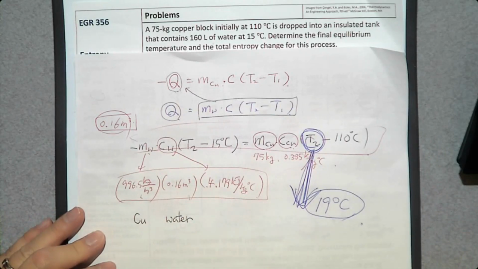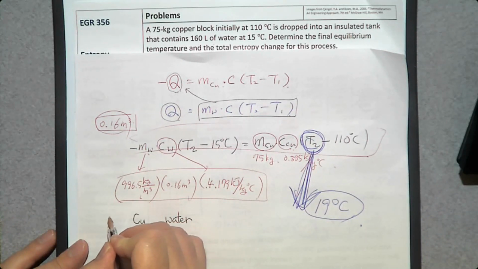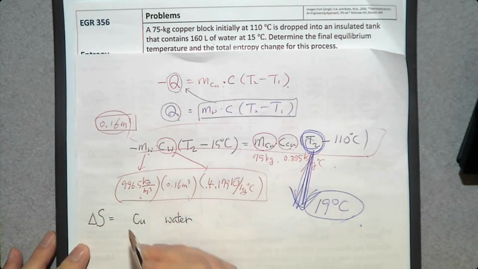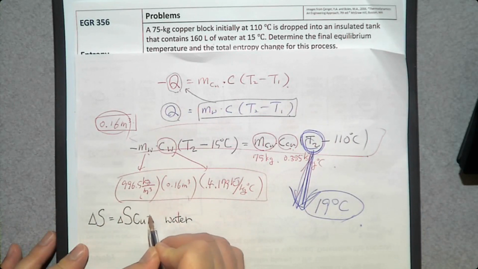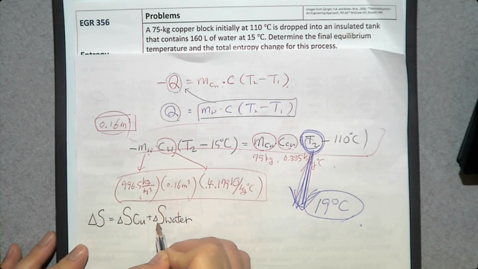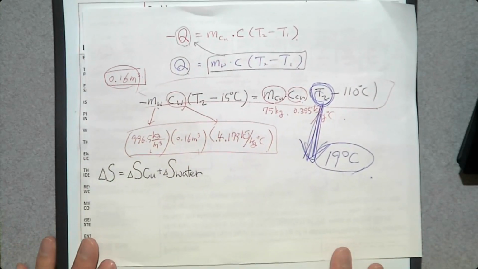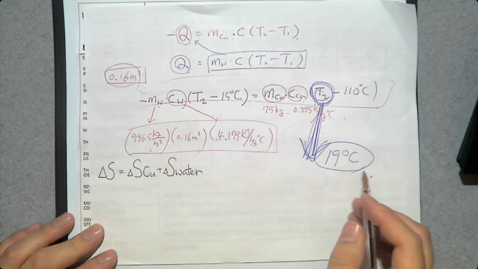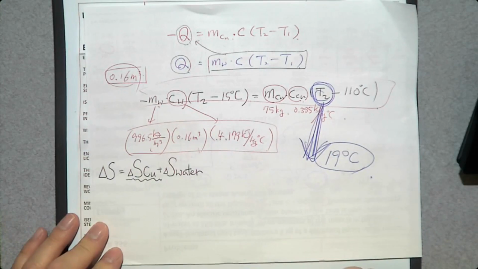So the way to calculate the change of entropy can be done this way. The change in entropy is going to be the change in the entropy of the copper block plus the change of entropy of water. So that's how we can calculate the change of total entropy. So let's calculate the change of the entropy of the copper block.